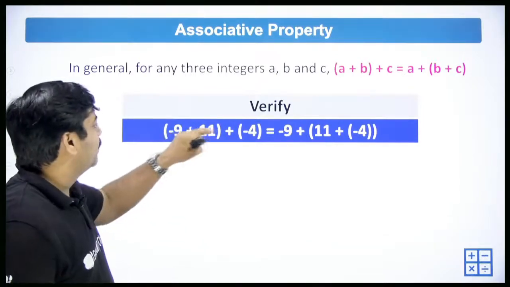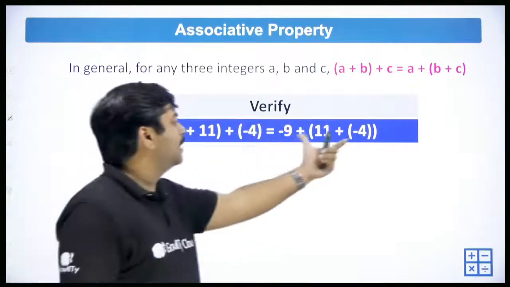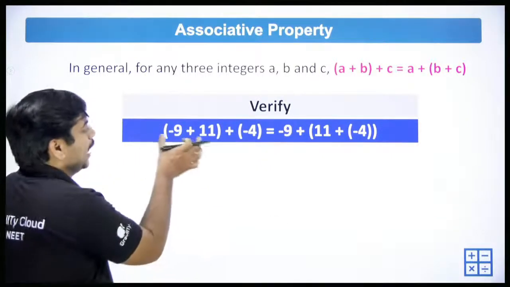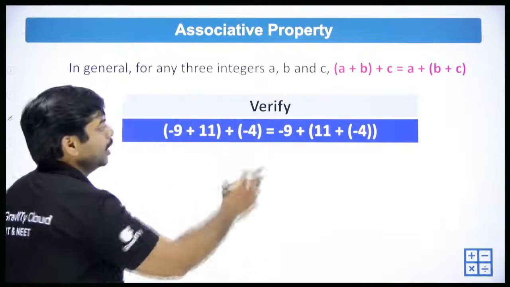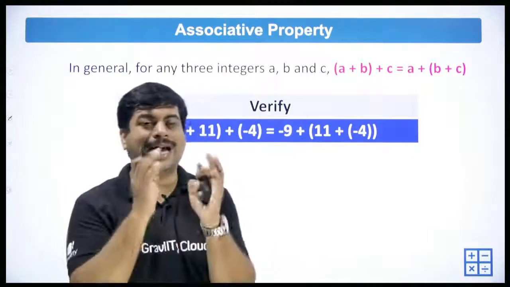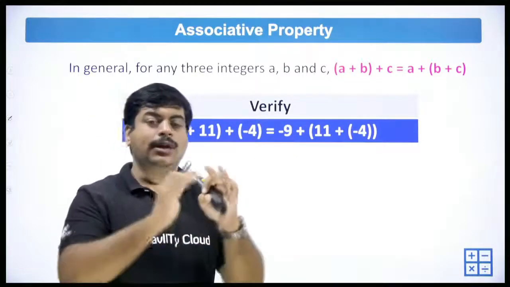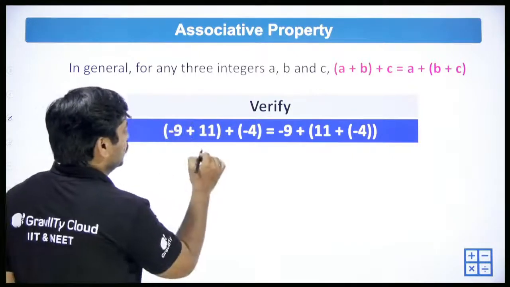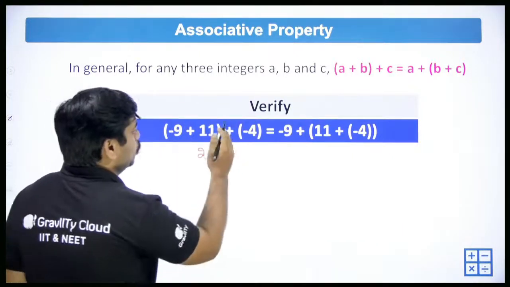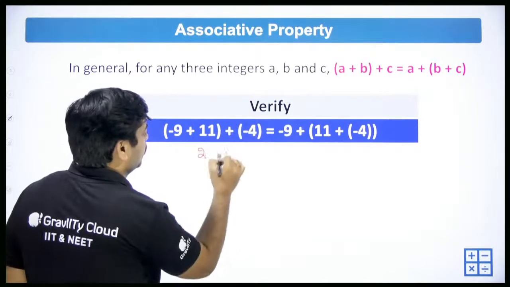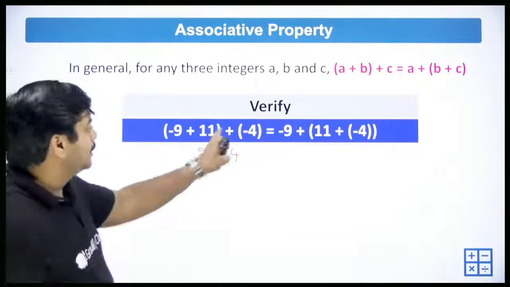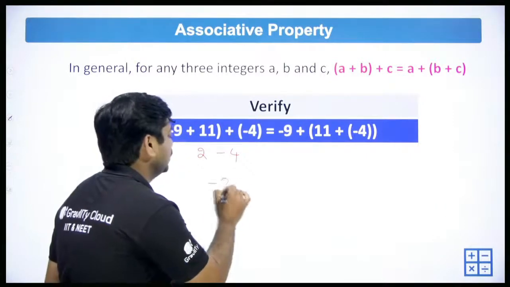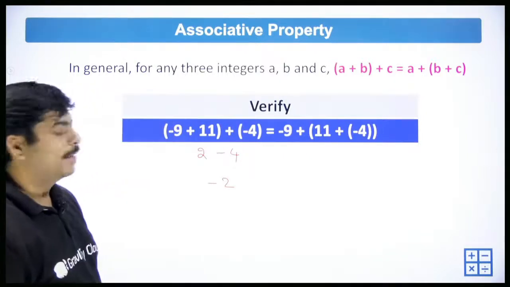(-9 + 11) + (-4) and -9 + (11 + (-4)). First we will try to add these two. Whenever you have brackets, that means they should be calculated first. That's a group. Only after that you need to go out. So, minus 9 plus 11 is 2. 2 plus minus 4, okay, 2 plus minus 4 is nothing but 2 minus 4. Positive into negative will give you negative. So, 2 minus 4 is minus 2, correct?